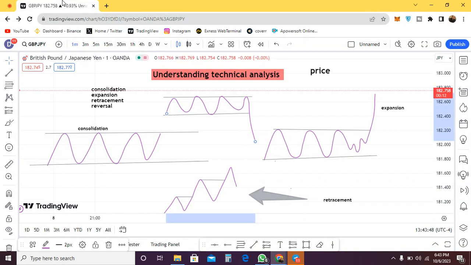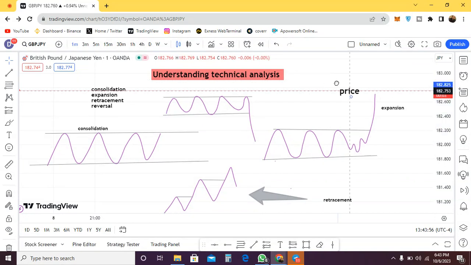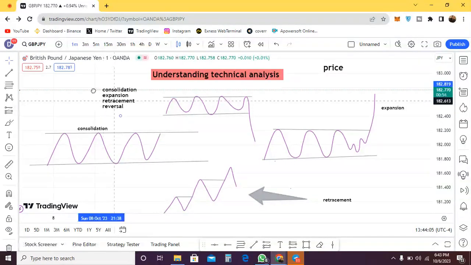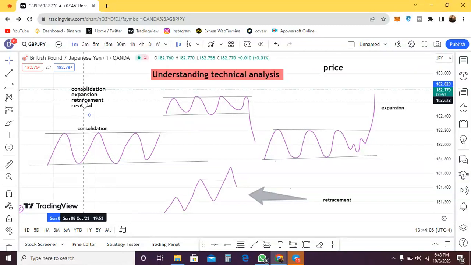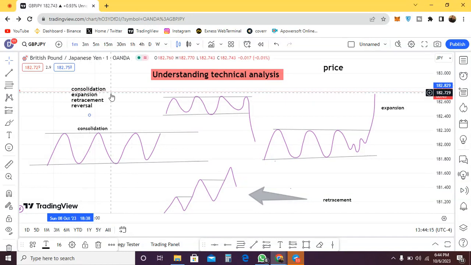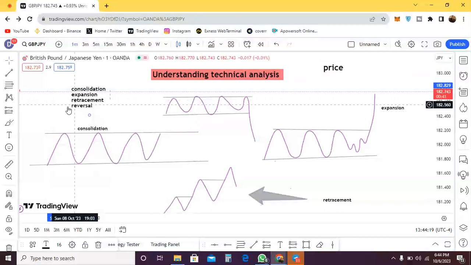Now, when it comes to understanding technical analysis, all we want to do is understand what price is doing. The whole aspect behind technical analysis is price, understanding what price is doing at the time. And there are only four things price can be doing. I already have them written down here. There are only four things price can be doing: either price is consolidating, or price is on an expansion level, or price is retracing, or price is on a reversal.